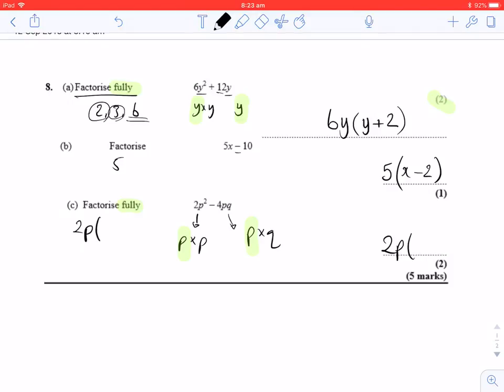Now we've looked at the letters and the numbers. What do I times 2 by to get to 2? Well, that's 1, so that stays exactly as it is. P times what gives you p squared? So we've got 1p, or just p, depending on how you want to do it. I tend to just write it as p. So I'm going to leave it like that. Minus sign here, so minus sign here. 2 times what gives you 4? Well, that's 2. P times what gives you pq? Well, we've already used the p, so we've got a q left over. We've got our answer there, 2p brackets, p minus 2q.